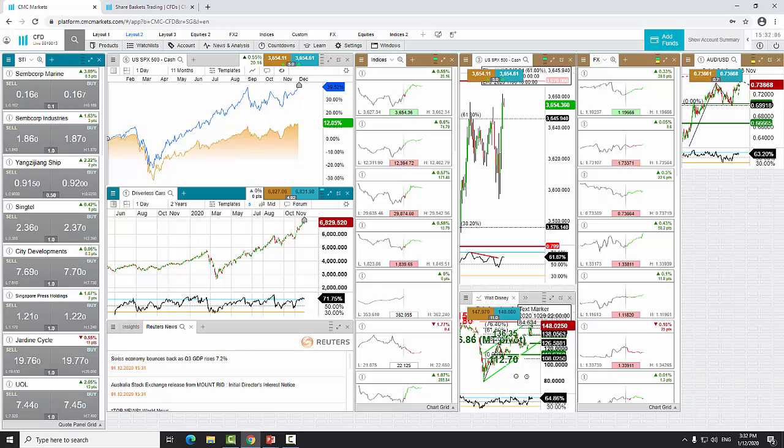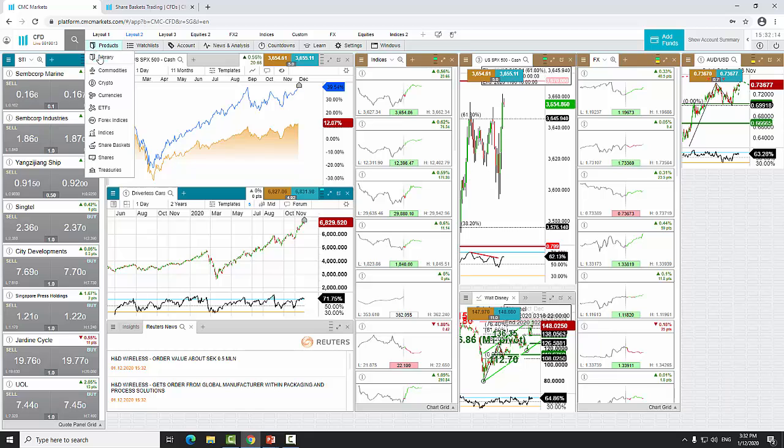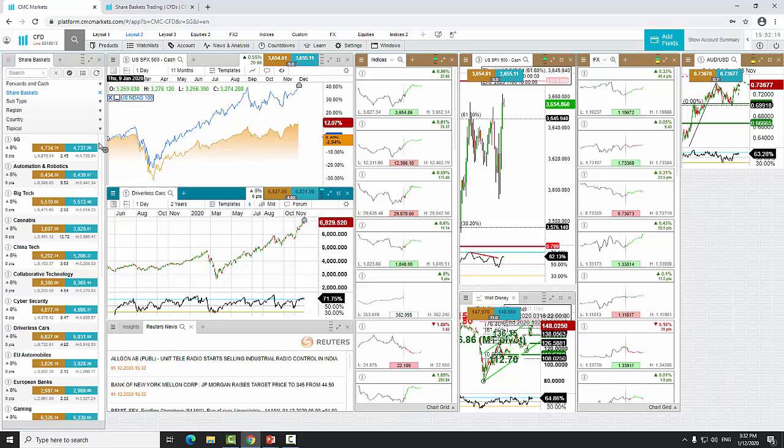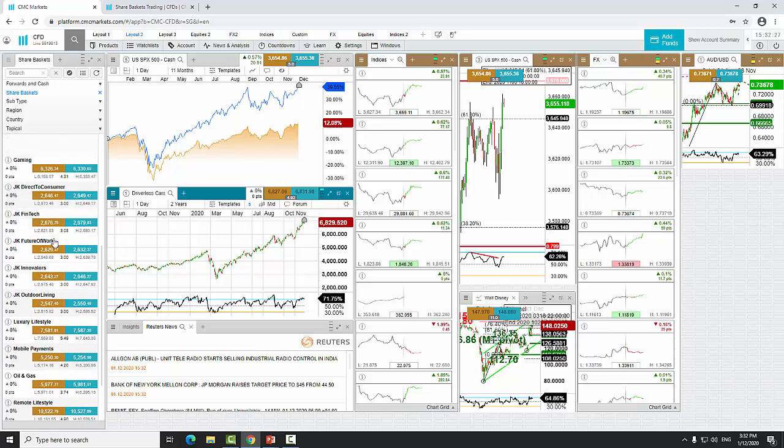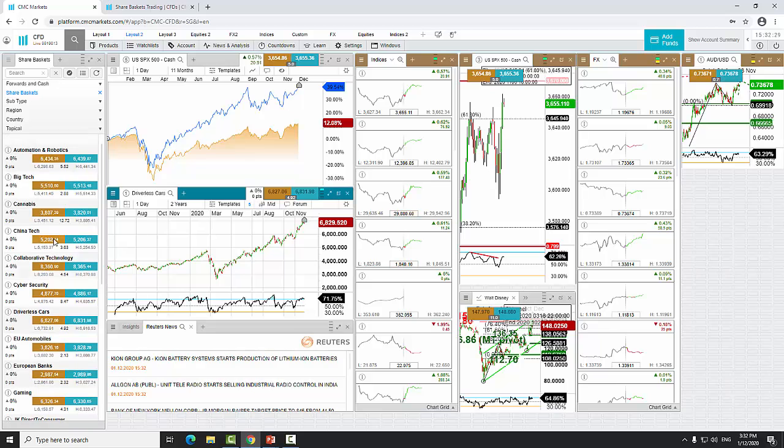So first and foremost, I will highlight to you where to find our new product, which is the share basket. Under this product tab over here, we can left click it. So we can see share basket. Left click on it. Then it will open up our whole suite of products, these share baskets. We call them the various baskets that we offer to our clientele.